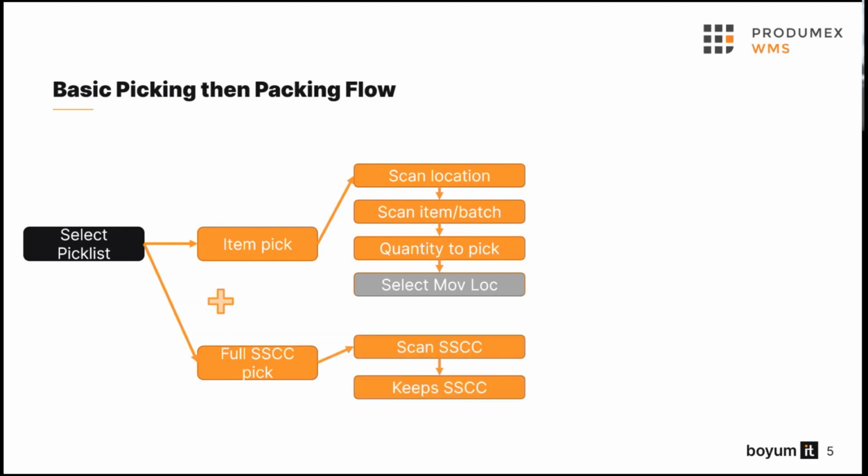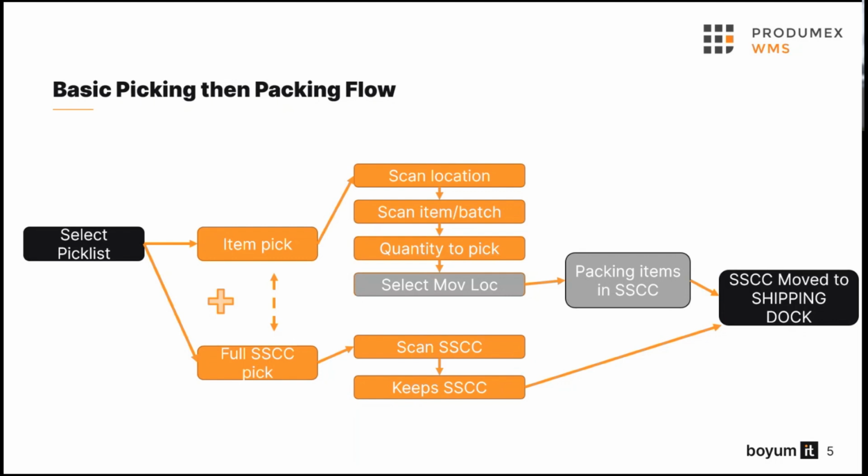In the meantime, we can pick the full pallet, so same flow. There is nothing changing here. We are picking pallets, so we don't need to use a movable location. And at the end, there will be an additional step here. That will be a packing step. So we will ask the user to go to a packing station and then to do the packing flow.